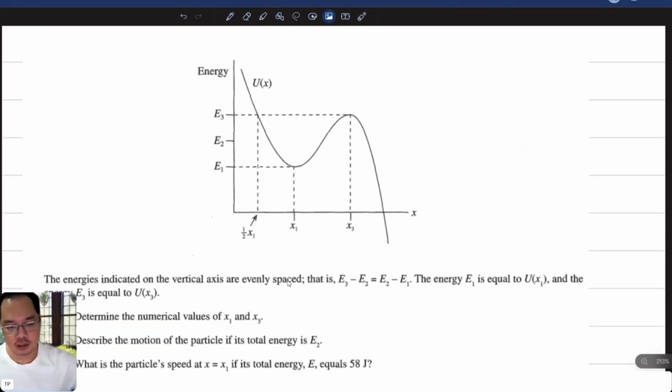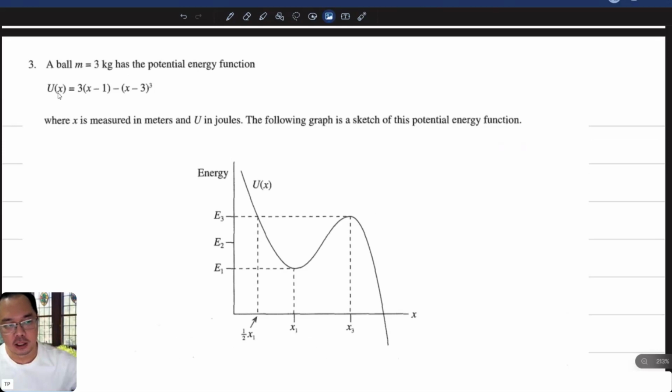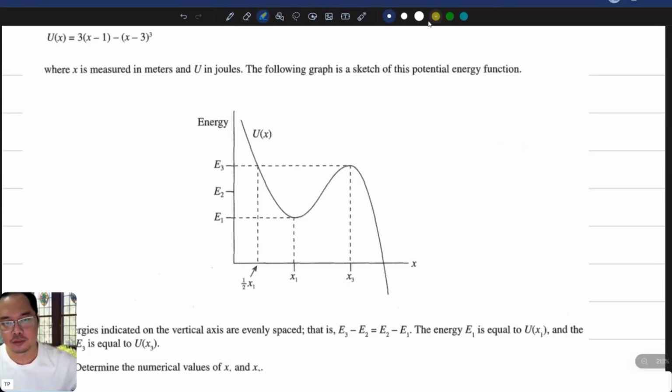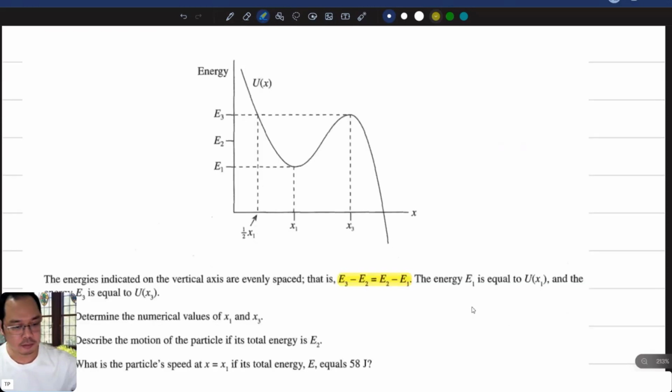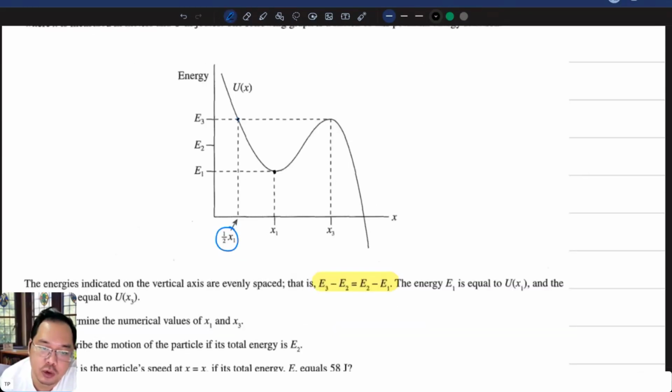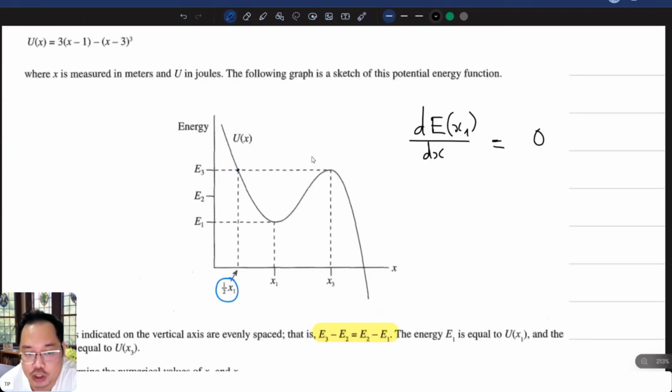Okay, equally spaced. So plugging in the formula here, X1, X2, X3, and using this equation, try simplifying to find the values of X1 and X3. Here at the bottom is the local minimum. Therefore, the tangent there is horizontal, and the gradient of the tangent there is 0. So we can take the derivative of the energy function with respect to x, and at the minimum x1, this derivative will equal 0. This derivative is the slope of the tangent at that point.